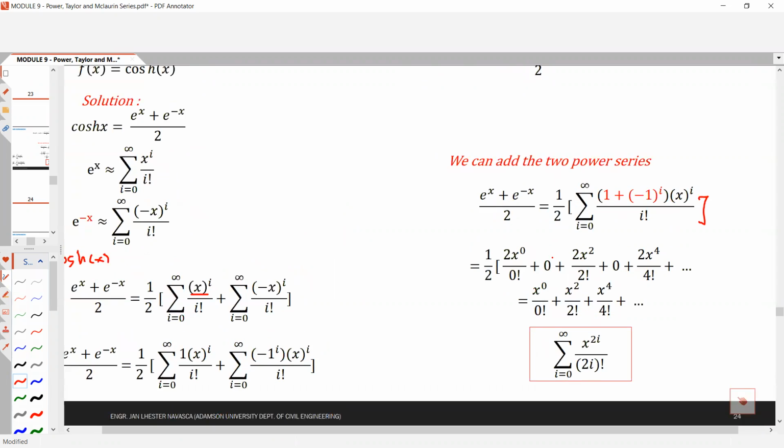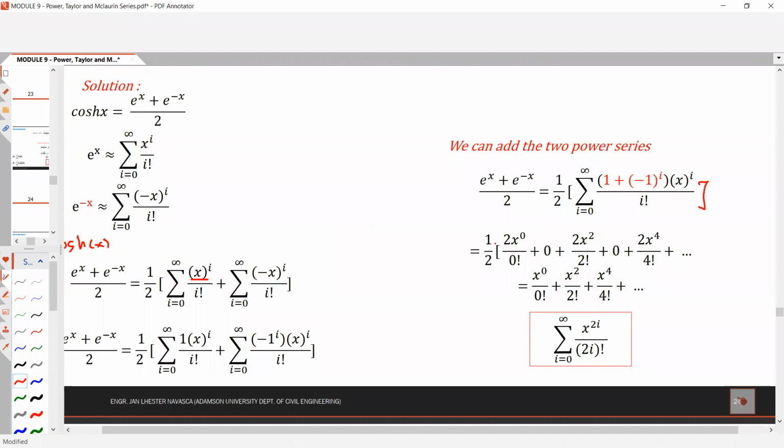So let's say I is equals to 0, I is equals to 1, I is equals to 2, I is equals to 3, and I is equals to 4. Okay, if we substitute I is equals to 0 in this term, that is 1 plus 1, that is 2, x raised to 0 over 0 factorial. If we substitute I is equals to 1, okay, so 1 minus 1 is 0. So anything multiplied by 0 is 0.